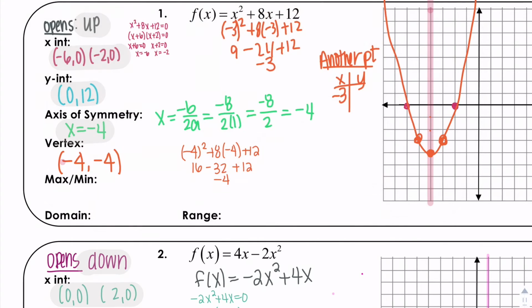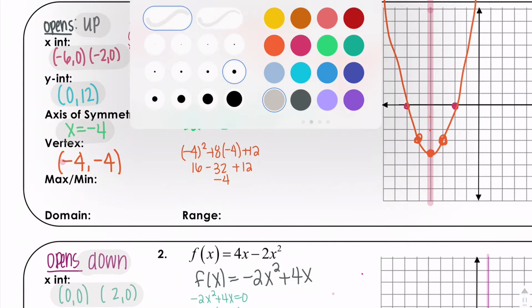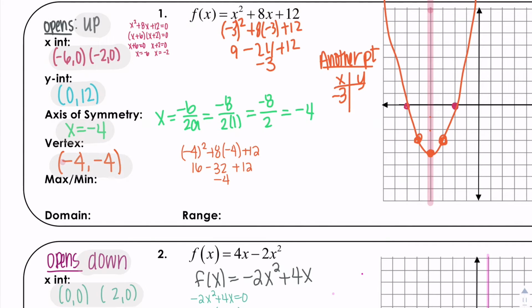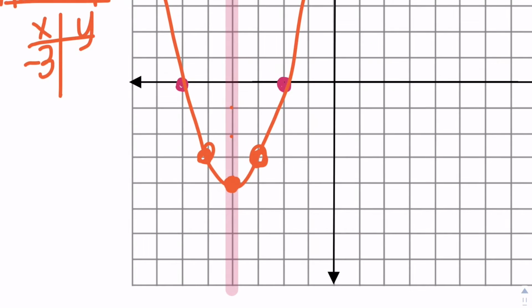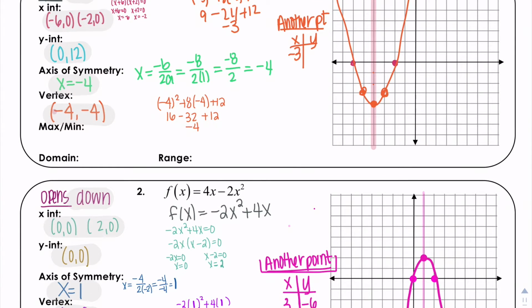Well, our vertex, what it's pretty much asking is, is our vertex a highest point or our lowest point? Well, in this case, our vertex is our lowest point, so it's a minimum.